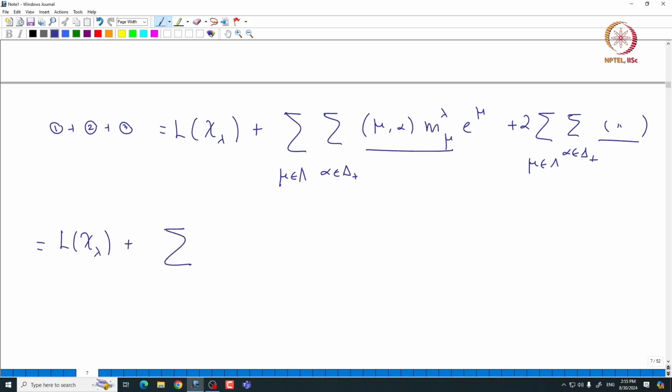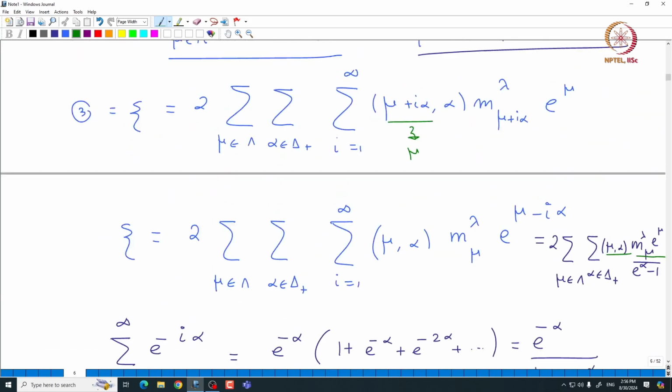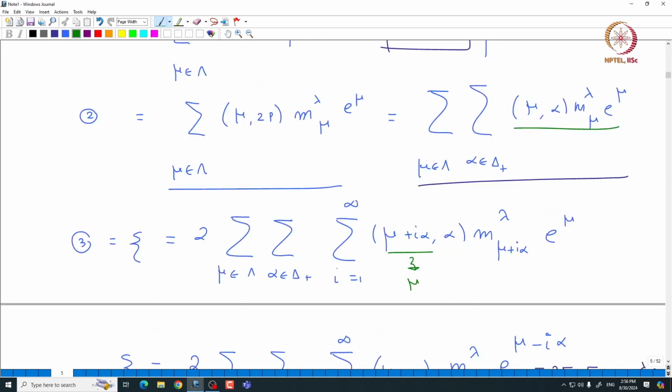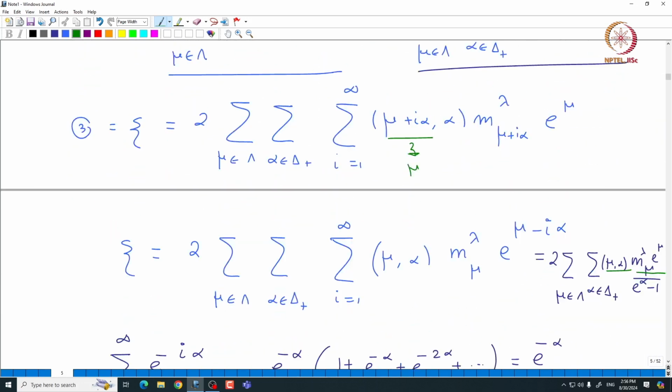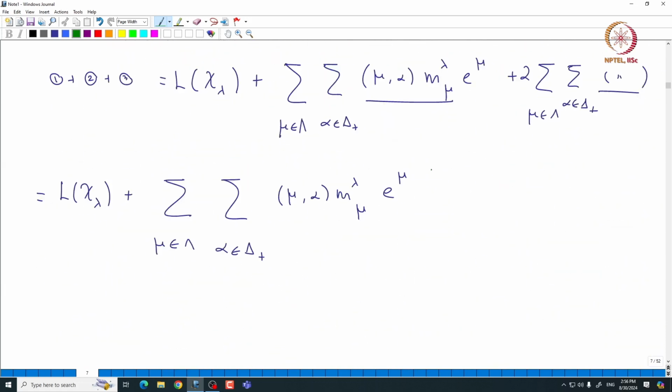So, this exactly gives you summation mu in lambda, summation alpha in delta plus, then mu alpha and the multiplicity of lambda mu comes as common terms and e power mu as well. So, these terms are all common: mu alpha m lambda mu and e power mu, which is common everywhere. Then 1 will be contributed from 2 and then 2 divided by e power alpha minus 1 is contributed from the third term. So, you get 1 plus 2 divided by e power alpha minus 1.